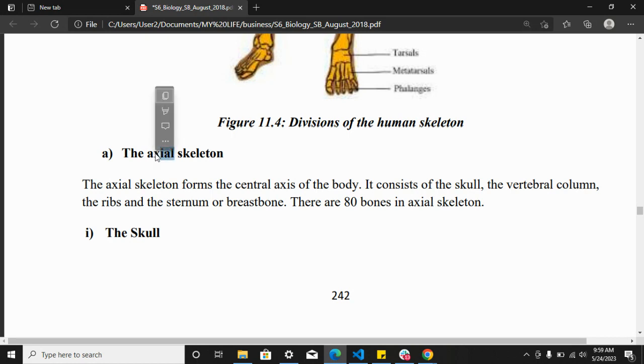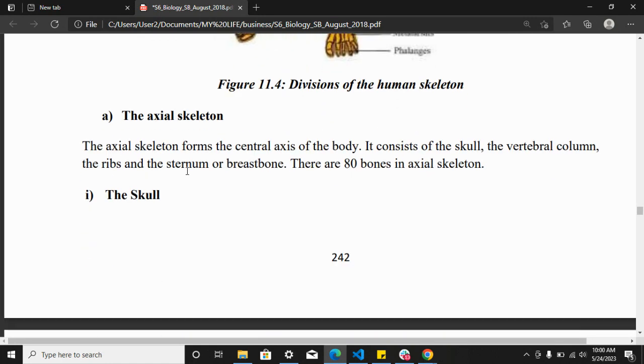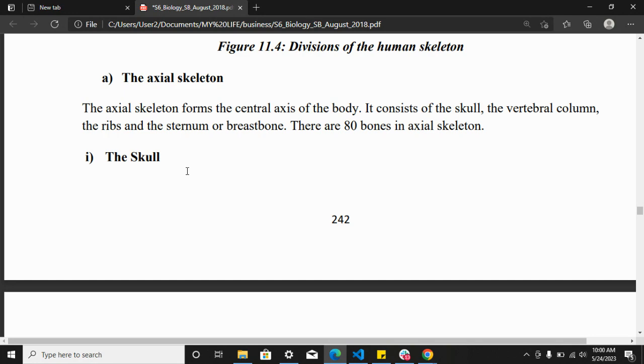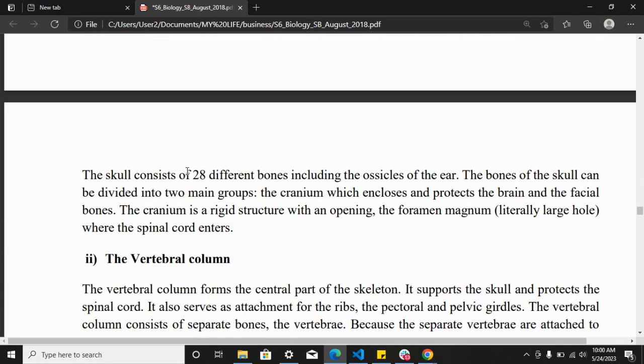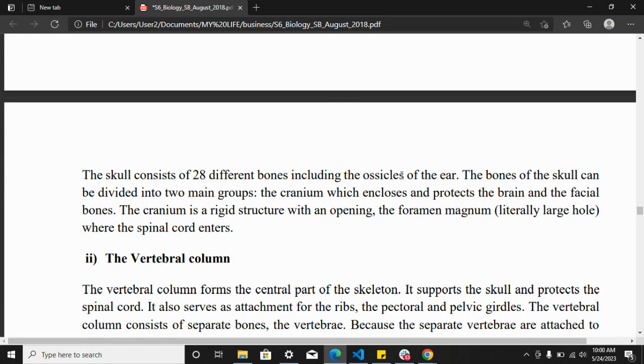Dufite axial cyangwa se axis gutyo kugira ngo wumve what izi parts za axial skeleton izo arizo. Ni ukuvuga ngo izi parts za axial skeleton rero ni nkaho ari yo central, it's like the central just the axis where other bones are attached to. So the axial skeleton rero forms the central axis of the body. It consists of the skull, the vertebral column, the ribs, and the sternum or breastbone. Sternum tuyita sternum cyangwa se tukaba twayita breastbone. Ikozwe rero n'ama axial skeleton yose muri rusange ikozwe n'amagufwa 80. So the skull yonyine ifitemo amagufwa 28 kudushyizemo na za ossicles tubona mu gutwi.